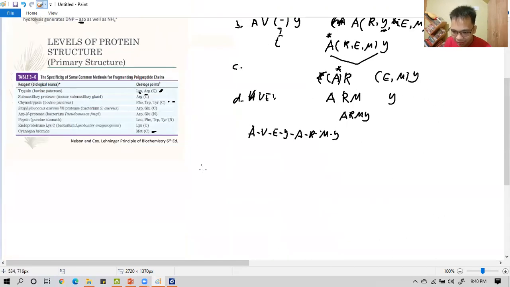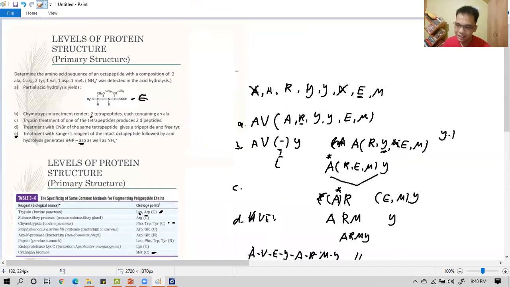Ayan. So, these are the sequence, this is the sequence of our polypeptide based from the analysis and simultaneous treatment of our reagent. Okay. So, thank you guys.